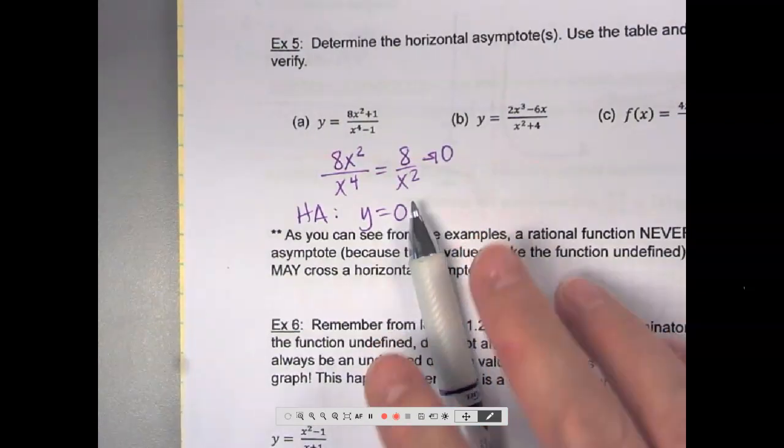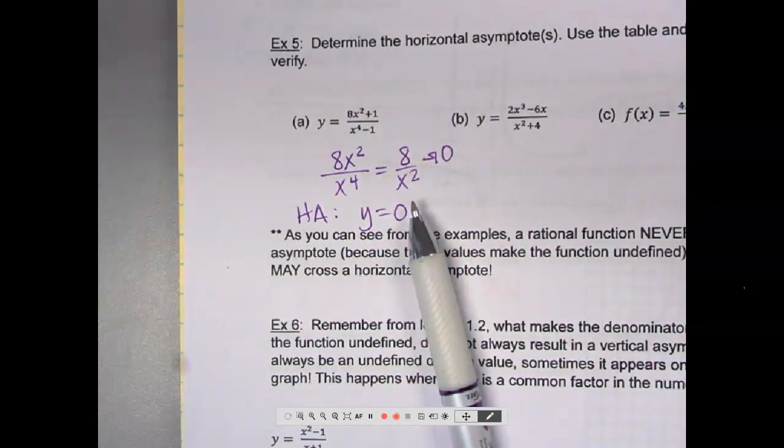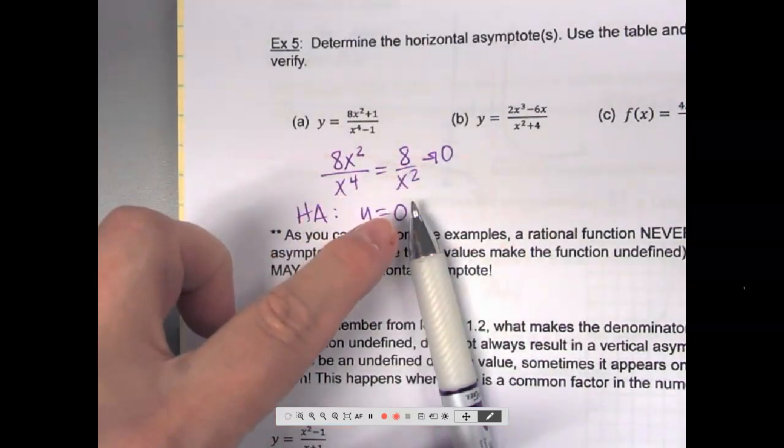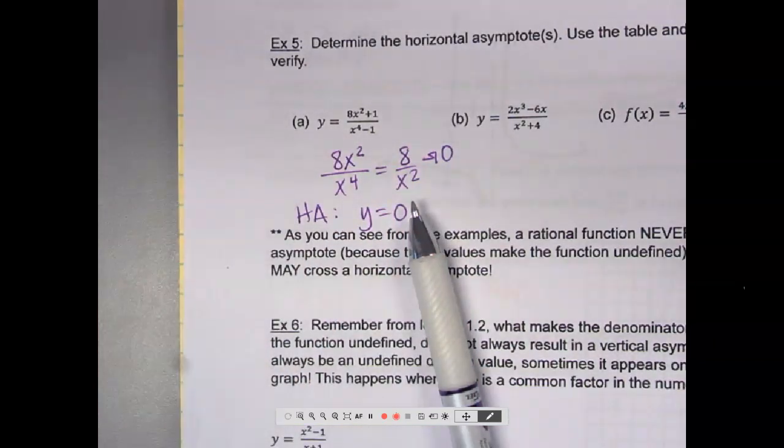Okay, what if x gets bigger in the negative direction? Well, I'm squaring it. So it's still just going to be a big positive number under there. 8 over a bigger and bigger and bigger number gets closer and closer to 0.